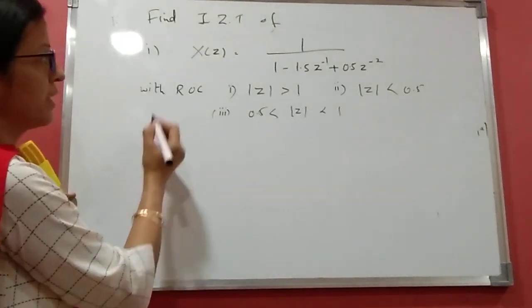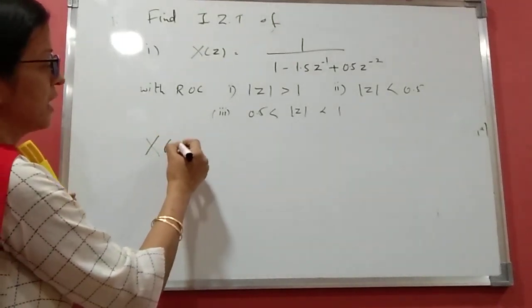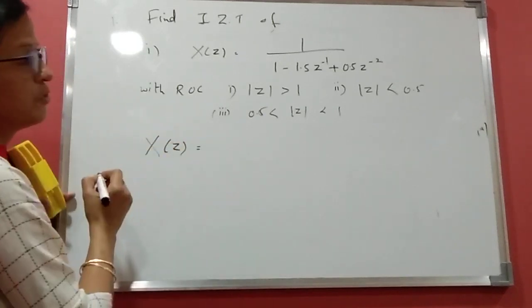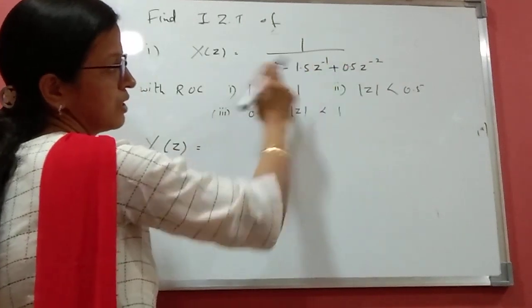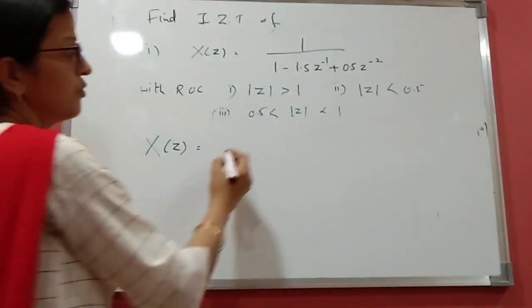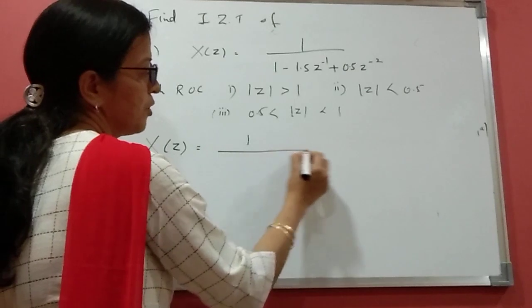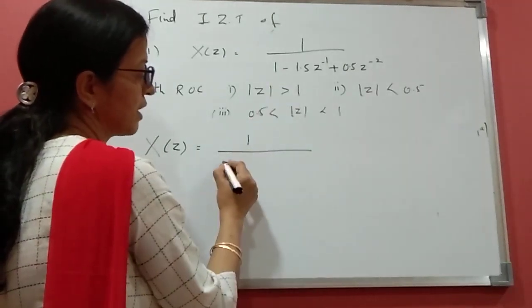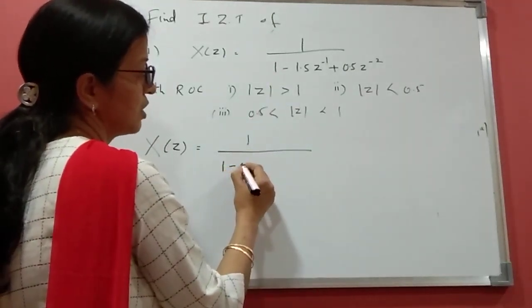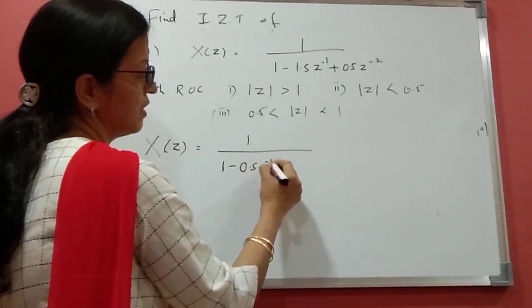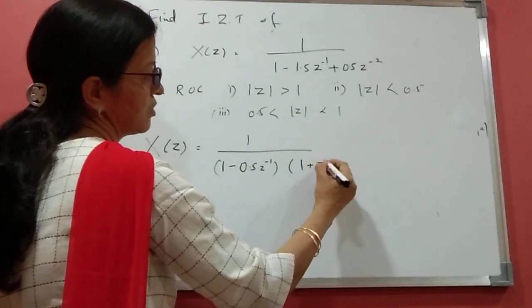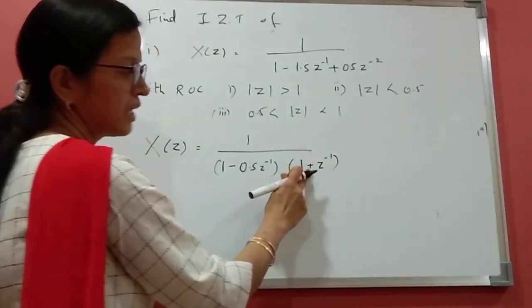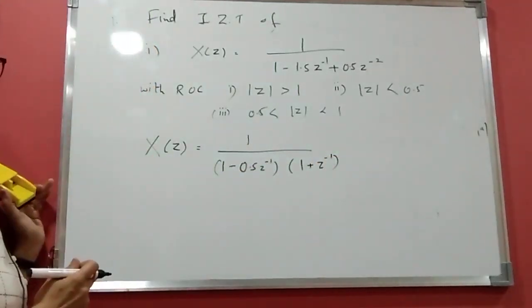So for starting this, we have to first find X(z) using the partial fraction method. We know that this is a quadratic equation in the denominator, so we have to find out the factors. We know there will be two factors, and if you find the factors, it will be (1 minus 0.5 z inverse) upon (1 plus z raised to minus 1). One root is at 1 and one root is at 0.5.